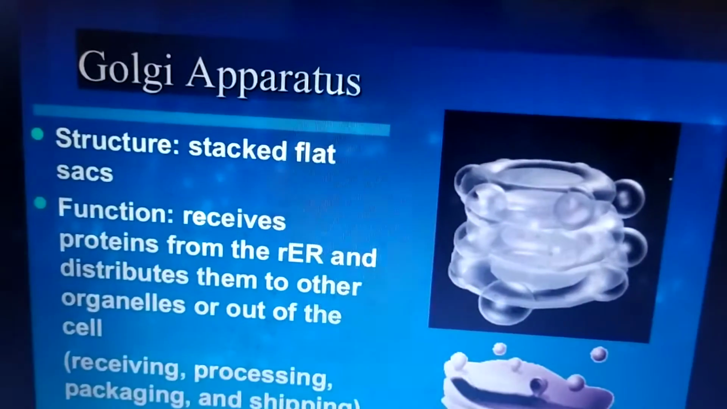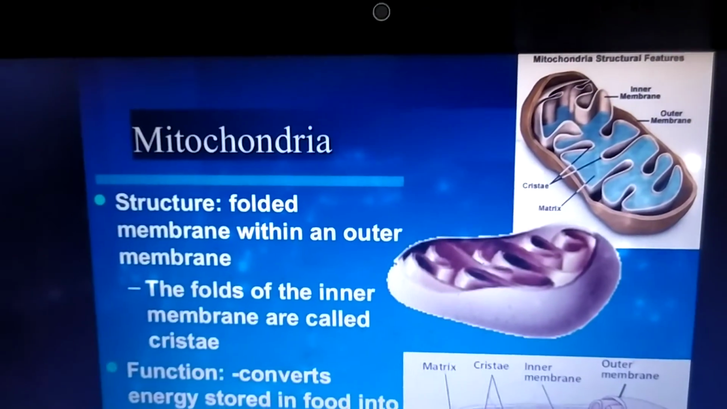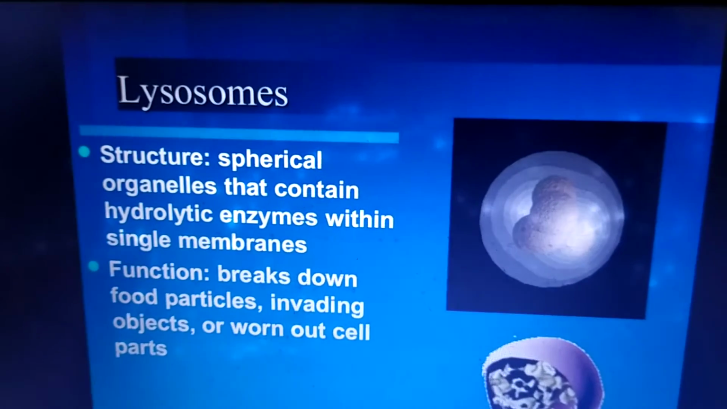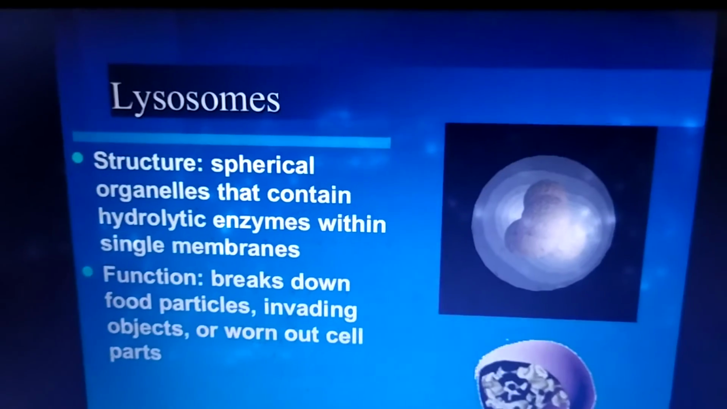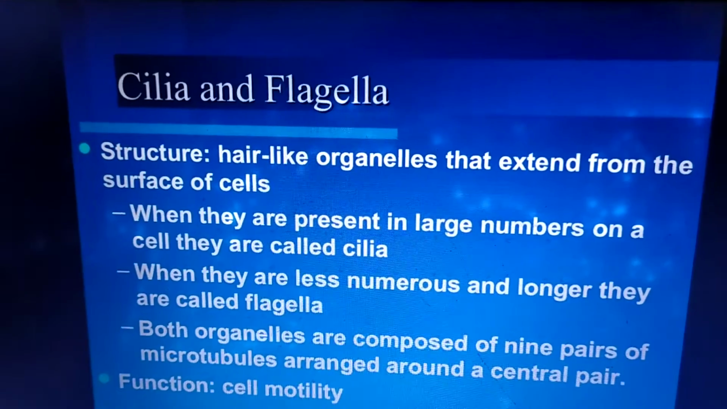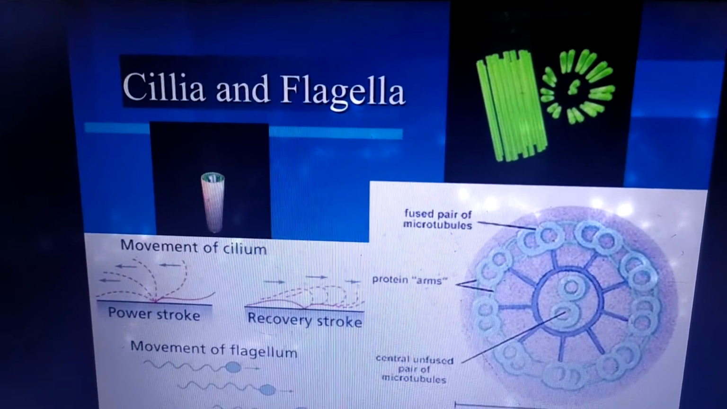Golgi apparatus distributes the things. Mitochondria is the powerhouse of the cell. Lysosome acts as a digestive system; it digests the waste of that particular cell. This is all about the cell. Thank you so much.